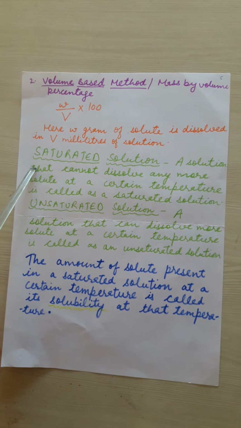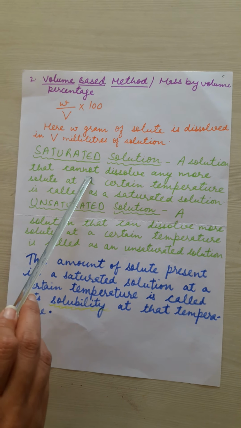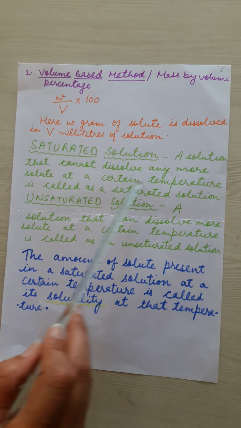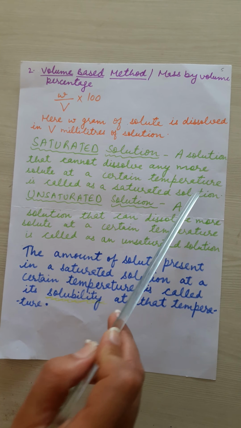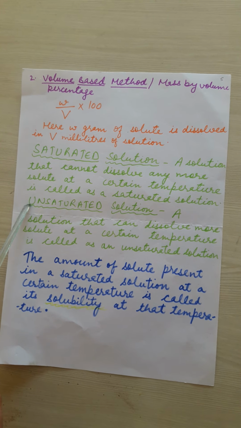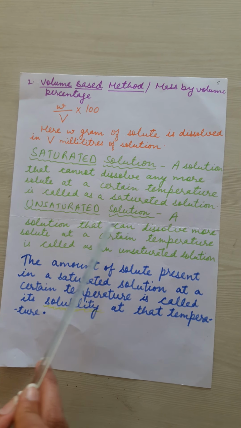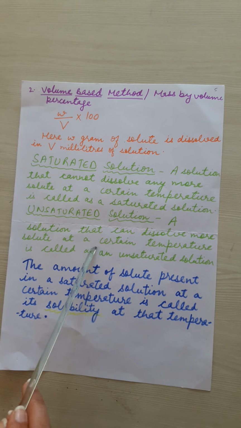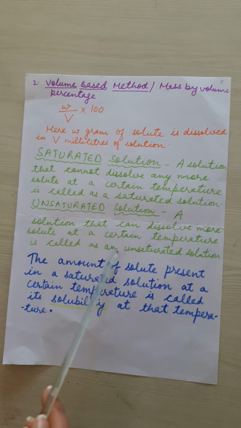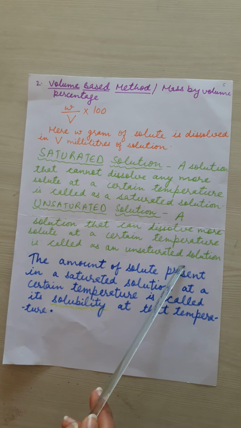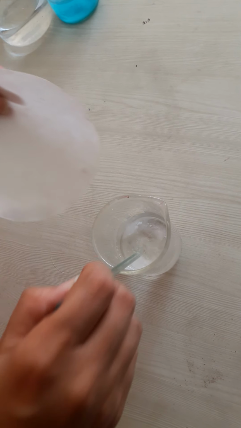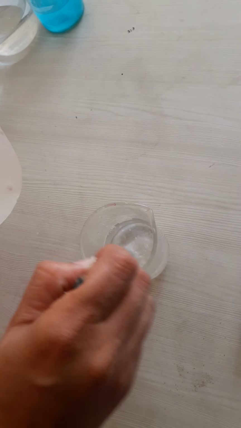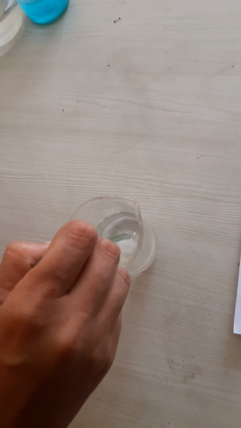Now, saturated solution. A solution that cannot dissolve any more solute at a certain temperature is called a saturated solution. Unsaturated solution. A solution that can dissolve more solute at a certain temperature is called an unsaturated solution. The amount of solute dissolved in a given solvent at a particular temperature is a saturated solution.